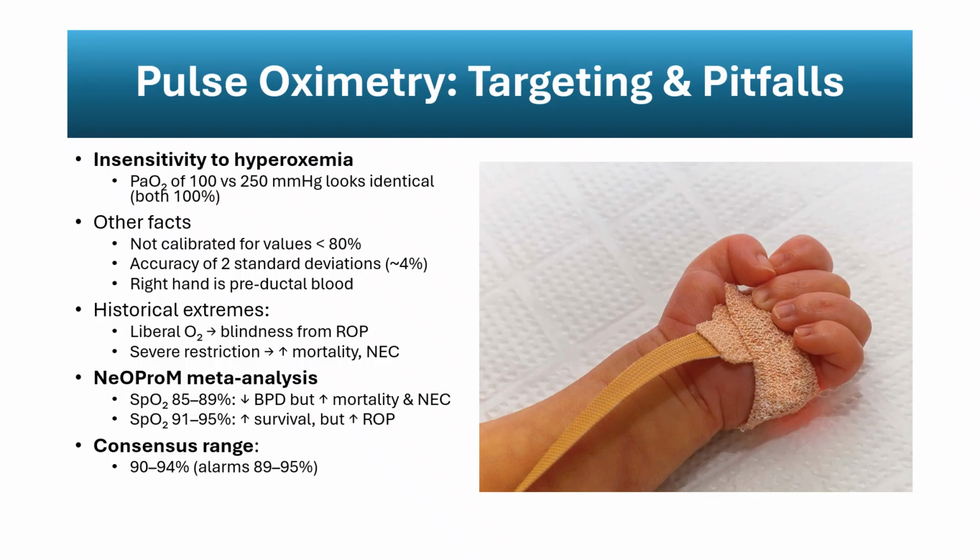Saturations of 85 to 89% reduced chronic lung disease but increased mortality and NEC, while 91 to 95% improved survival but raised the risk of retinopathy. Consensus target range for most preterm infants is now 90 to 94%, with alarm limits set between 89 and 95% to minimize time spent outside the therapeutic window.